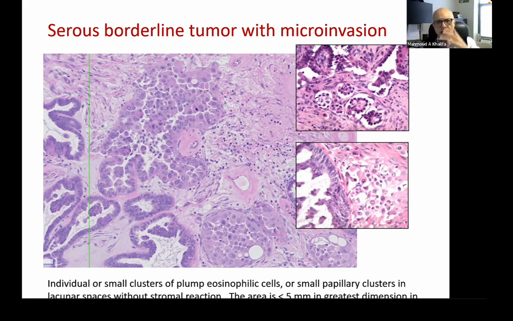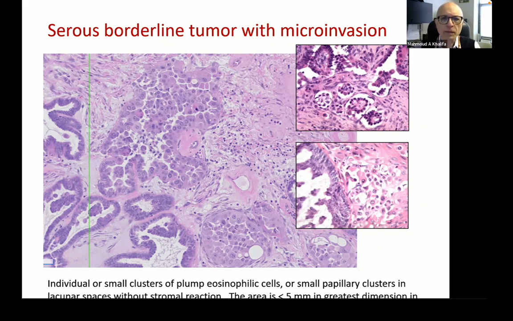tumor, go back and submit more sections because you really want to find invasion. And you find invasion by these two criteria: plump cells with pink cytoplasm and prominent nucleoli, or papillary structures with a space around them. Then now your diagnosis is going to be borderline serous tumor with microinvasion.